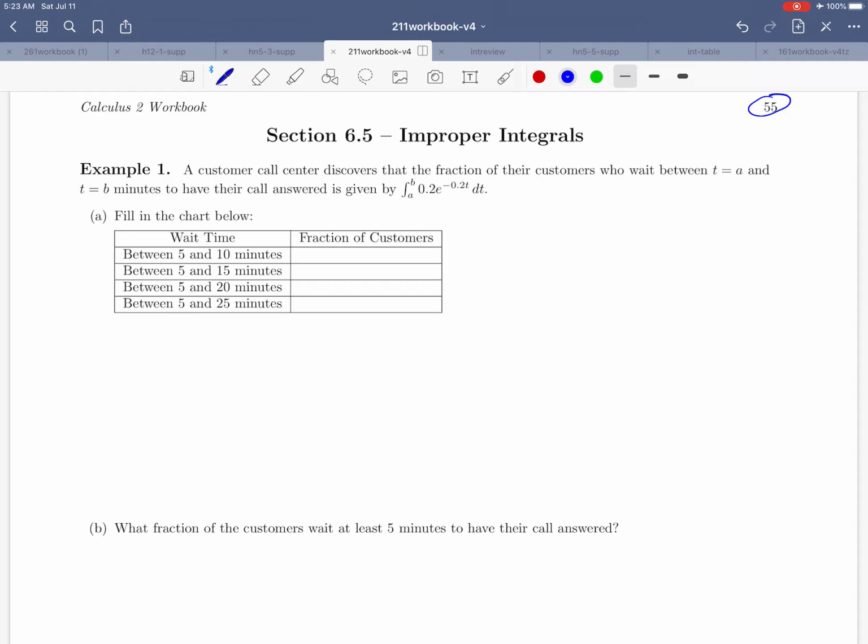We are looking at the top of page 55, and this is the beginning of section 6.5 on improper integrals. This is a brand new topic, and I'd like to start off the discussion with an example that I think will illustrate what we mean by an improper integral. Okay, so let's read this together.